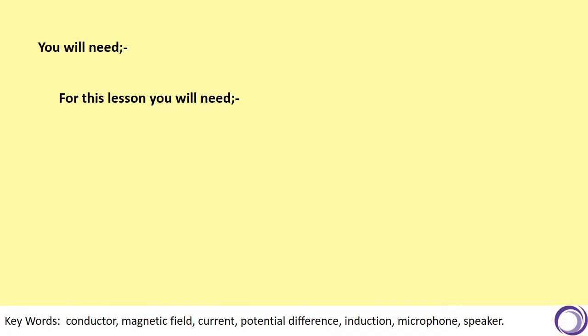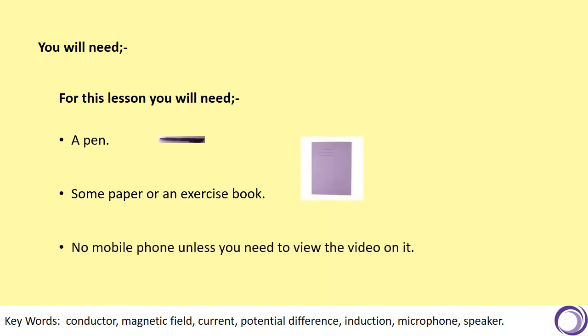And for the lesson you're going to need pen, paper and exercise book to record some notes and to do a few questions in. Get your mobile phone out of the way unless you're needing to view this video on it. Avoid all the distractions that you can.